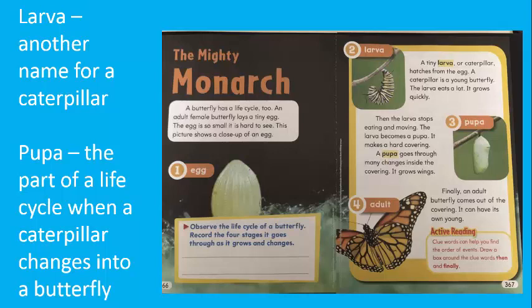The last word we have is pupa. That's the part of a life cycle when a caterpillar changes into a butterfly. The word pupa comes from a word meaning doll or puppet. A pupa is less developed than the adult, just as a doll is small and unformed compared to a real person.